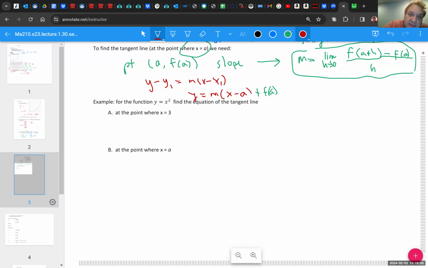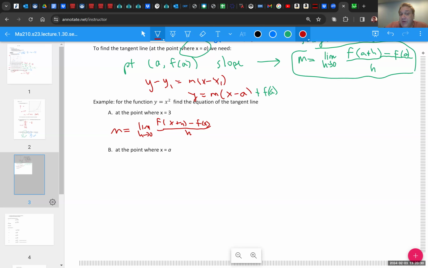The formula is f(x+h) minus f(x) over h. And we need h to be really, really close to 0. So let me make a little bit more space here. And I'll write the slope is equal to this fraction when h is really, really small.